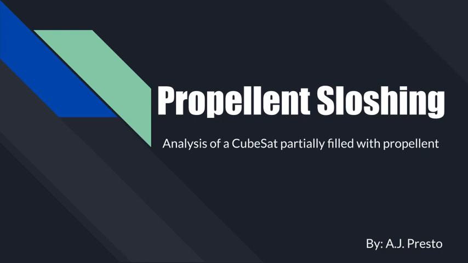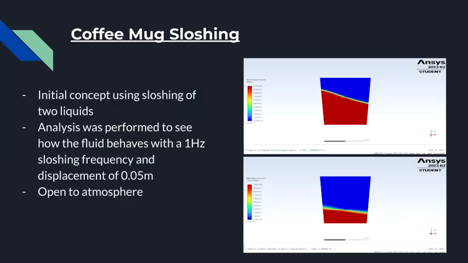In this experiment, the behavior of propellant sloshing inside a container was calculated using Ansys Fluent. Primarily, a cube satellite was used for analysis. As a basis for the experiment, a guide on two liquids sloshing within a cup at a frequency of 1 Hz and a maximum displacement of 50 millimeters was used.